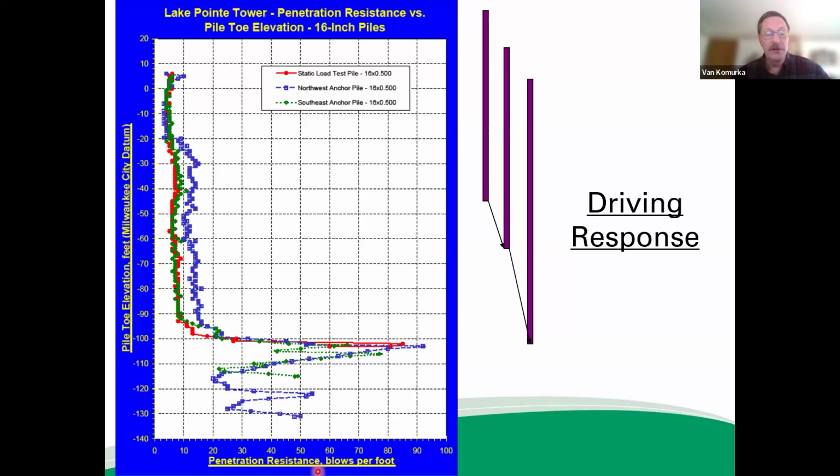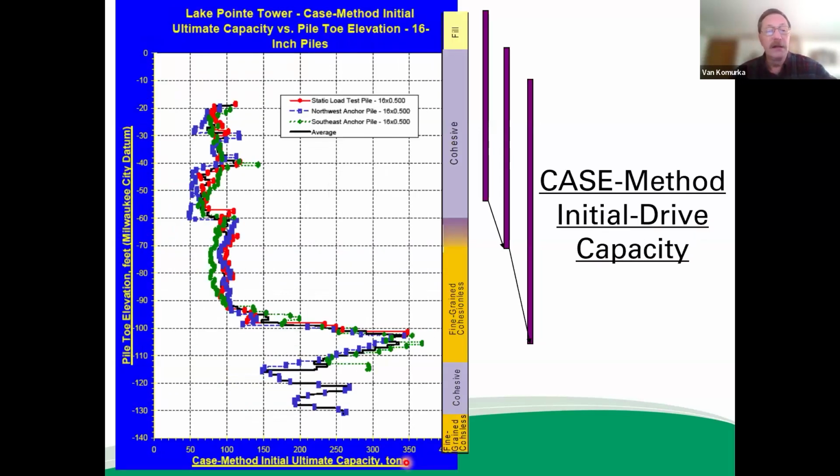Now, these are penetration resistance blows per foot. The Delmag that we were using was a variable stroke hammer. So these blows aren't really indicative of capacity or uniform driving response, because the stroke can vary. A better way to look at the driving response is with the Case method initial drive capacity. So with the dynamic monitoring, the pile driving analyzer attached to each test pile, I should say, these are only 16-inch piles. We're just going to look at the 16-inch pile response, even though we drove multiple diameters.